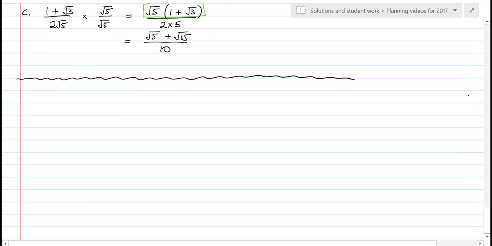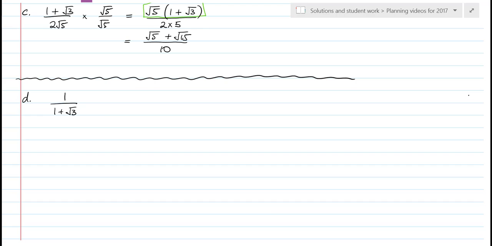So let's have a look at a couple of examples here that look more like this. 1 over 1 plus root 3. Now this is beyond the syllabus. So you can play around with this if you want to, but you're also welcome to stop the video now because this won't be in one of our Year 10 exams. Feel free to stop the video now if you'd like.